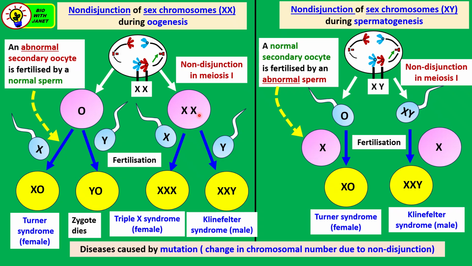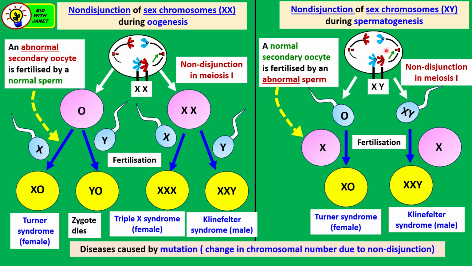Now let's look at the other case. If the abnormal ovum with two X chromosomes fuses with the Y sperm, it will produce a child with two X chromosomes and one Y chromosome in each diploid cell. So this is a male with Klinefelter syndrome. Male because of the Y chromosome, and he suffers from Klinefelter syndrome where there is an extra X chromosome.